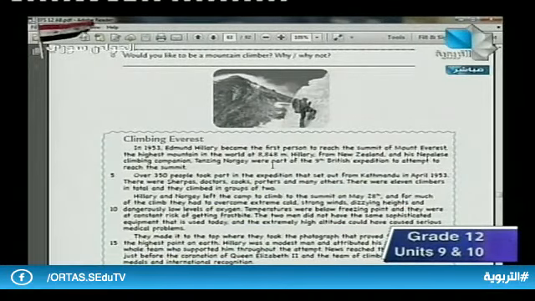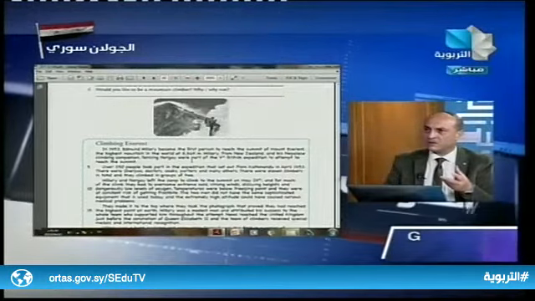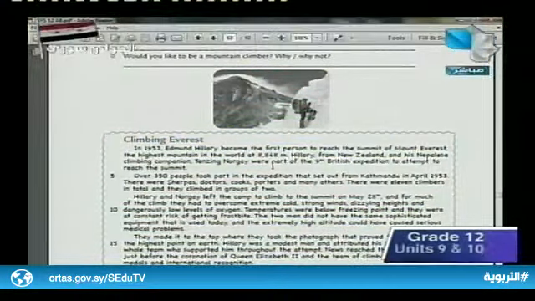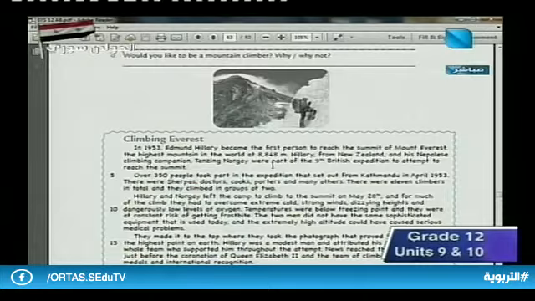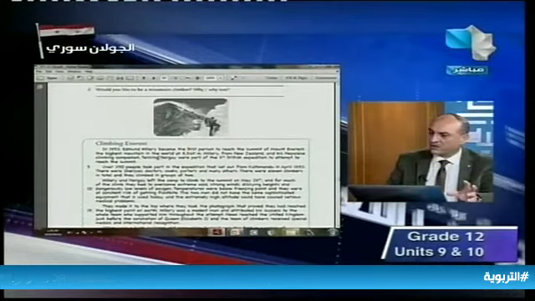Exactly. Now, when we talk about the word expedition, what do you mean by the word expedition? We mean a group of people who have a mission to do. It's a journey for a scientific purpose. So it's a journey for a scientific expedition, or just a personal expedition. Yes. So Edmund Hillary was the first person to reach the summit of Mount Everest.